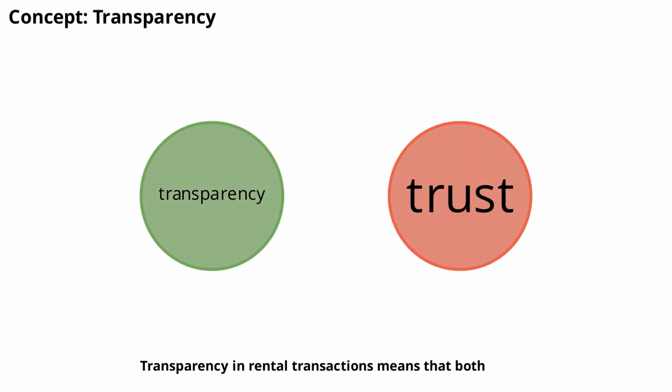Transparency in rental transactions means that both parties have access to clear and accurate information. Rent receipts contribute to transparency by documenting payments and terms. This openness builds trust and reduces the risk of misunderstandings or disputes. Transparent practices benefit both tenants and landlords.